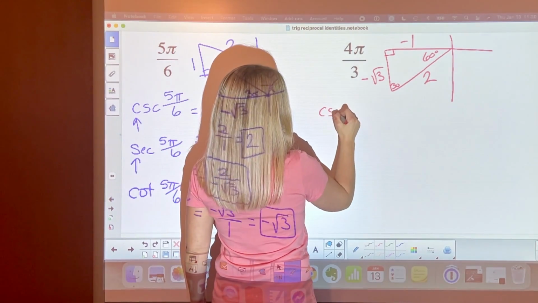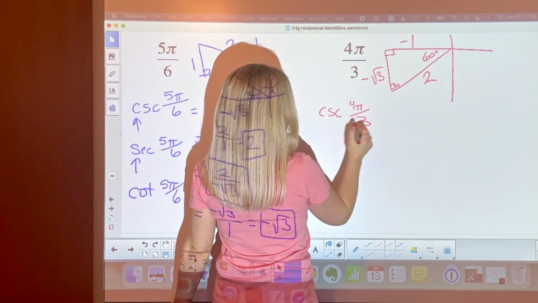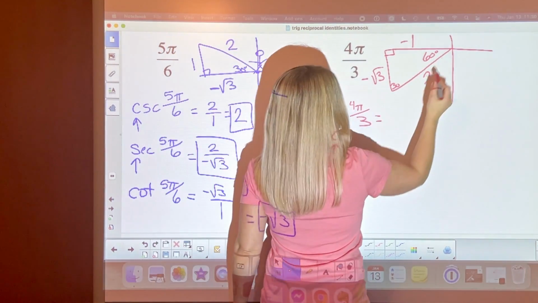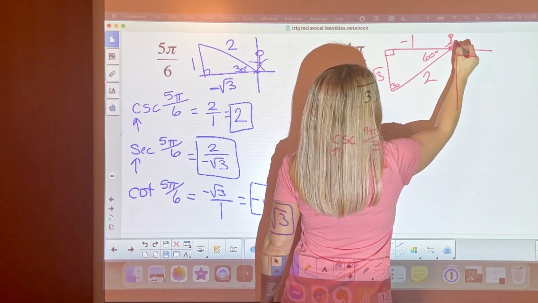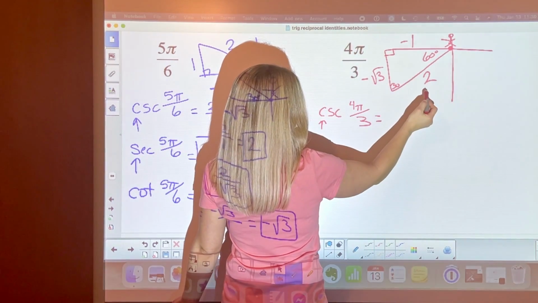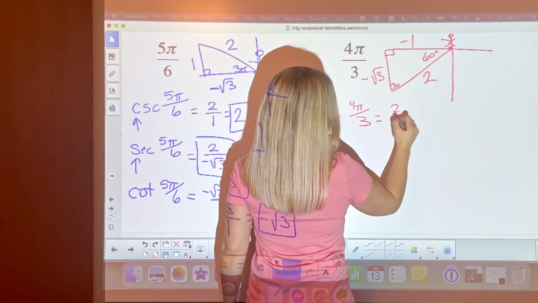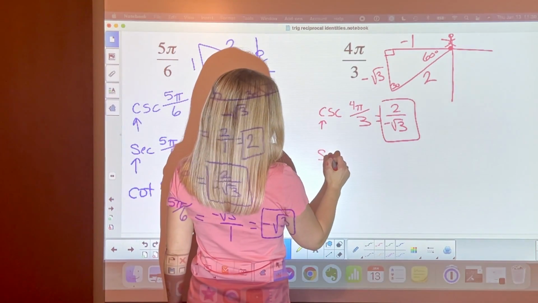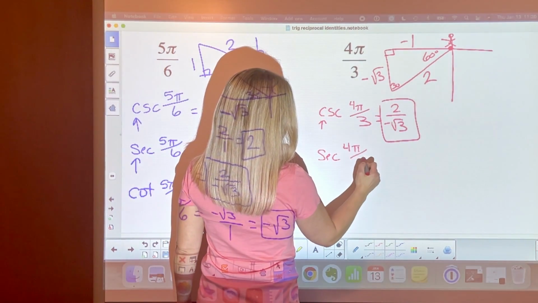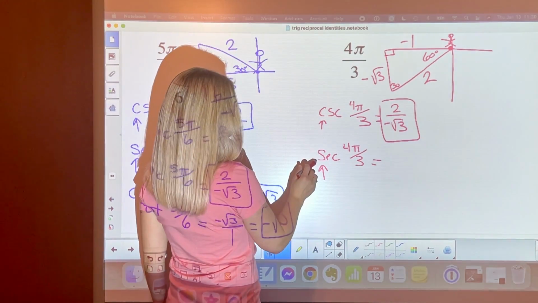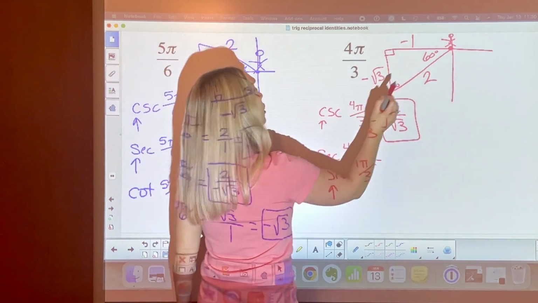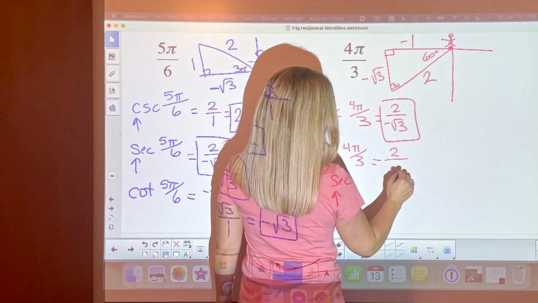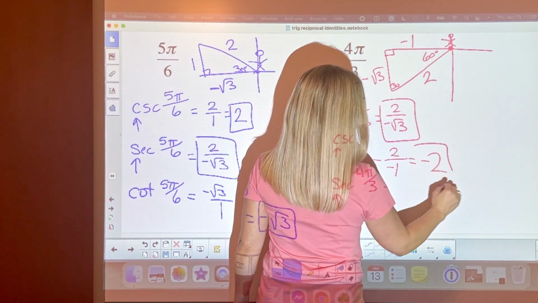So we have cosecant of 4 pi over 3. Again, cosecant starts with the C, so the reciprocal is sine. Standing in the origin right here, sine is opposite over hypotenuse. So now we're going to do hypotenuse over opposite. And then we have secant of 4 pi over 3. Starts with an S, so this reciprocal is going to be cosine. Cosine is adjacent over hypotenuse, so hypotenuse over adjacent, which simplifies to negative 2.